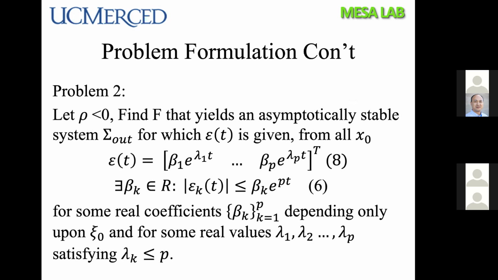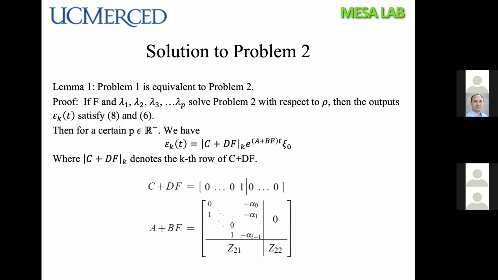So here the result about the solution to problem 2 is lemma 1: problem 1 is equivalent to problem 2. So how to solve it? Proof. Let rho < 0, and let matrix F and lambda_1 to lambda_p solve problem 2 with respect to rho. Then outputs epsilon_k(t) satisfy the functions 8 and 6.